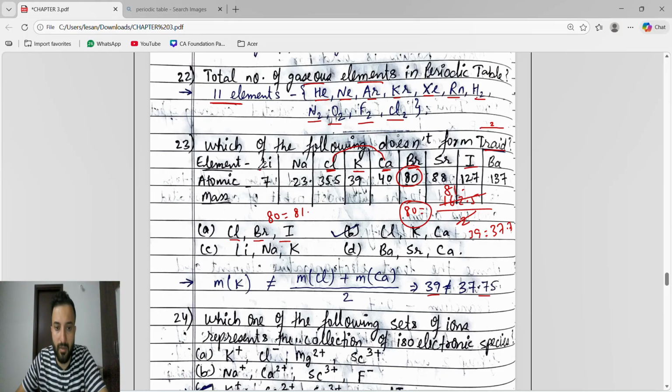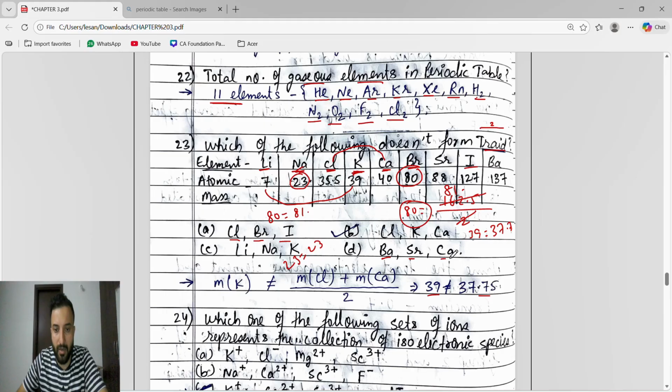Okay, now lithium, sodium, potassium. So lithium, sodium is 23. It will become 39 plus 7, which is 46, divided by 2 is 23. Okay, both sides we are getting 23.